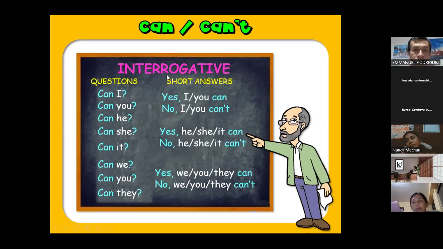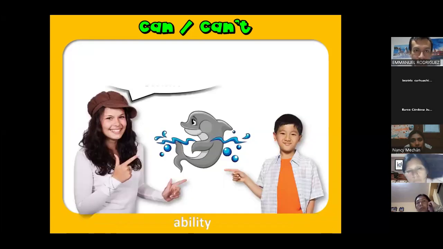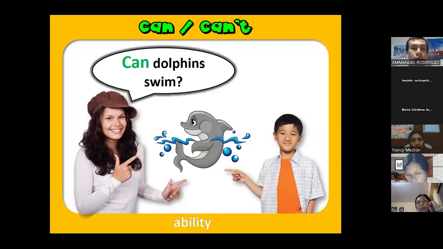Entonces aquí observamos en esta diapositiva la forma interrogativa del modal verb can. Tenemos las diferentes formas con los diferentes pronombres personales y también sus short answers positive and negative according to the different question using the different personal pronouns. For example, can dolphins swim? Tenemos ahí un modelo de pregunta. Can dolphins swim? ¿Pueden los delfines nadar?